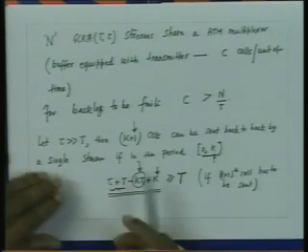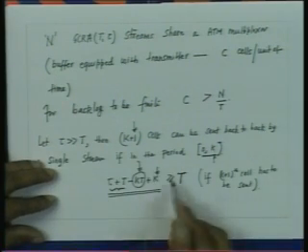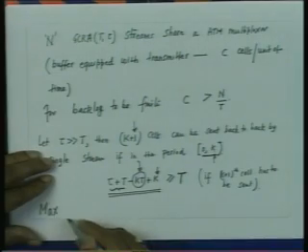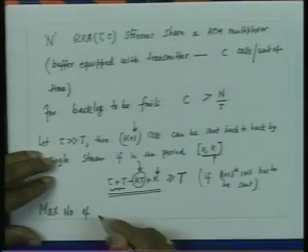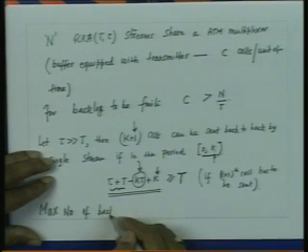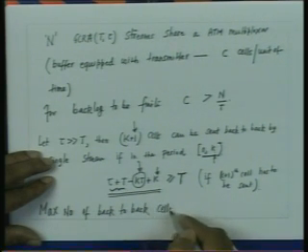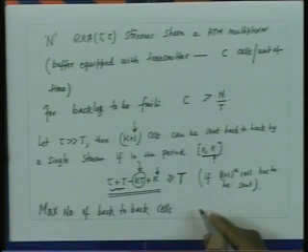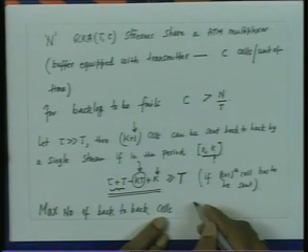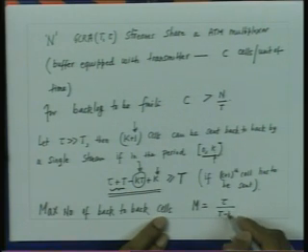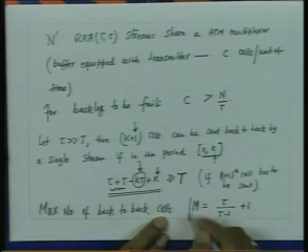In other words, by rearranging this equation, we can say that the maximum number of back to back cells which can be sent by a single stream, m, will be tau upon T minus 1 plus 1.